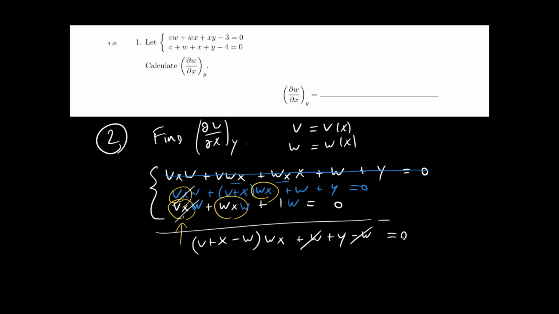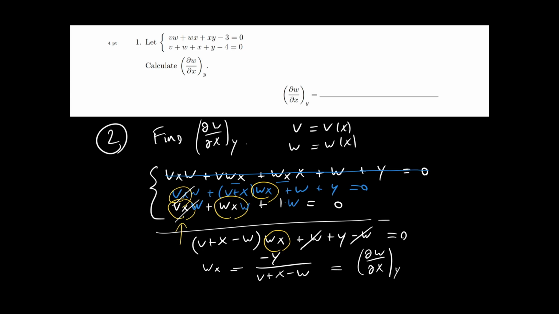All right, so that's now one equation, and there's only one derivative here, so now we can solve for wx, which is the thing that we're looking for, and we find wx is equal to, move the y over to the other side to get minus y, and then divide by v plus x minus w, and that's, of course, the same thing as that derivative that we were looking for. So that concludes our second method.